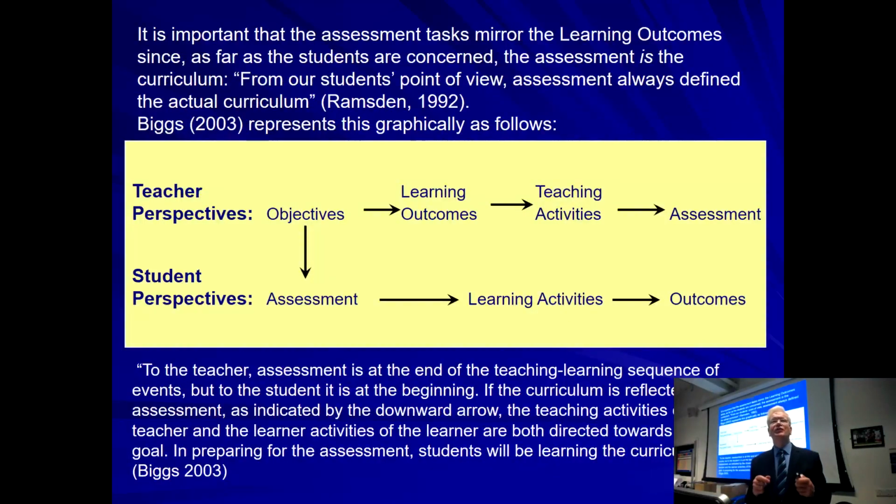Now, John Biggs put it very well indeed. John Biggs said, if we look at the teacher's point of view, we write the objectives of the module, we write the learning outcomes, then we engage in teaching activities, and then we assess to see if the learning outcomes have been achieved. But, says John Biggs, that's not how the students look at it. The students start with the assessment. Tell us what we must do to pass the exam, and we'll do it. Is that what they say? All over the world. So the students start with the assessment, and then they engage with learning activities in order to achieve the learning outcomes.